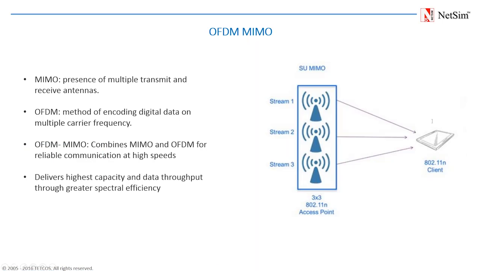The combination of OFDM and MIMO serves as the foundation for 802.11ac and other advanced wireless and mobile communication standards. This is because it achieves the greatest spectral efficiency and therefore delivers the highest capacity and data throughput. Let us also look at the source code of MIMO OFDM.